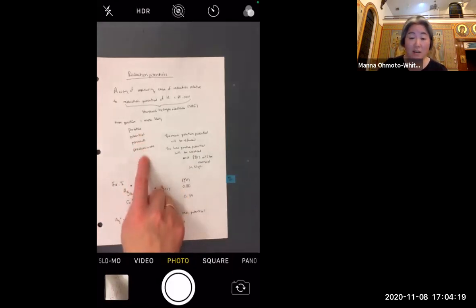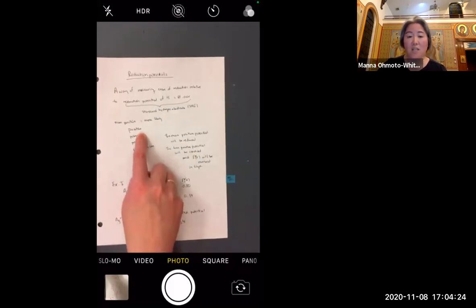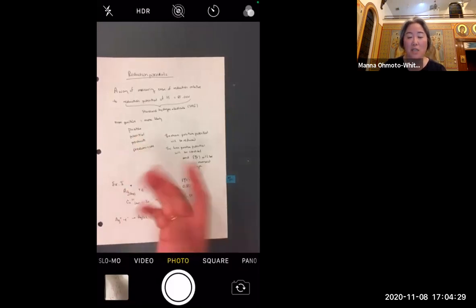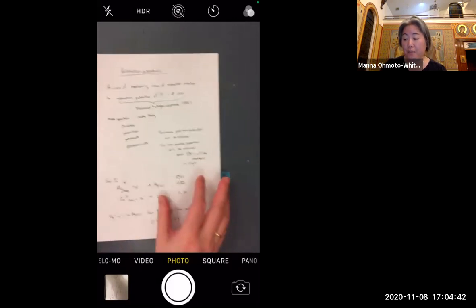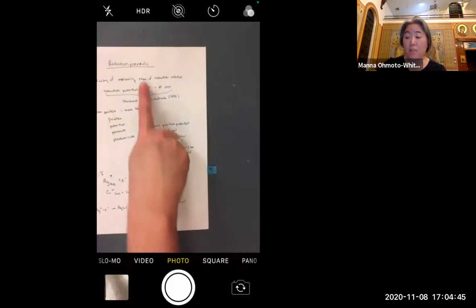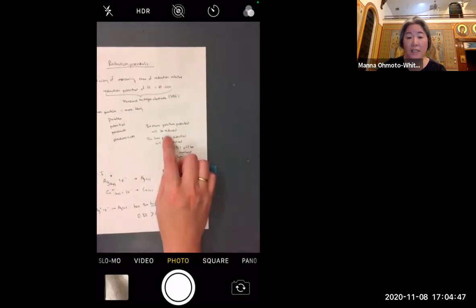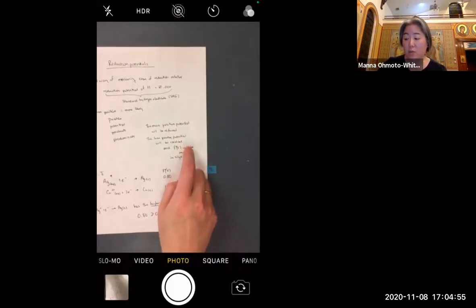So the second mnemonic that I'm giving, after OIL RIG or Leo the lion goes GER, is PPP, or positive potential products predominate. That means that the more positive your potential is, your reduction potential, or it could be oxidation, the more likely the reaction is going to go as it's written. The more likely the products that are written are going to be the ones that you're going to see. So the more positive the reduction potential, the more likely that substance will be reduced. The higher it is, the easier it will be reduced, and the less positive it will be oxidized.